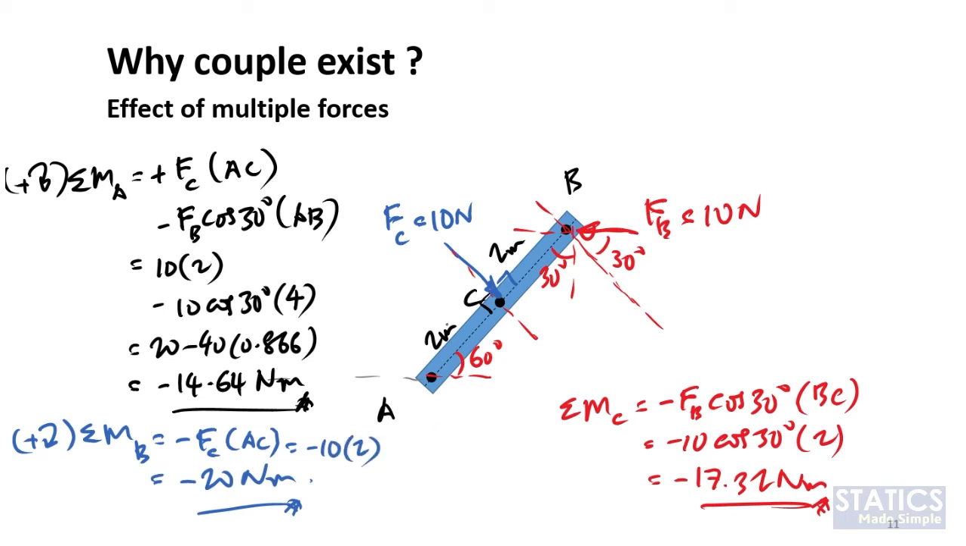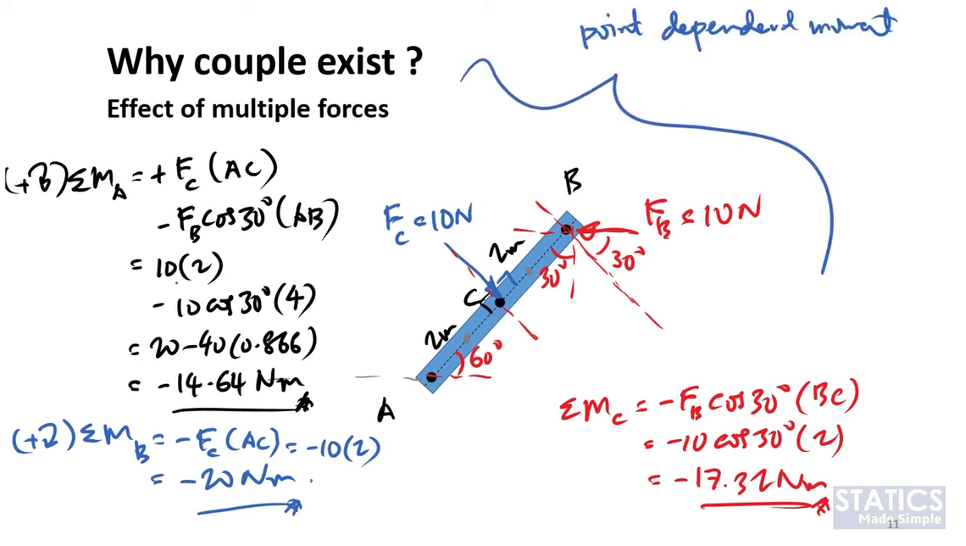All right, so what's happening here? We have MA equal to minus 14.64, MB now minus 20, while MC is equal to minus 17.32. In fact, you can go on and try to find the moment at different points here, or anywhere else. You find out that the moment values will be different and point dependent. So all of these are point dependent moments. MA will be different from MB, will be different from MC, and so on.